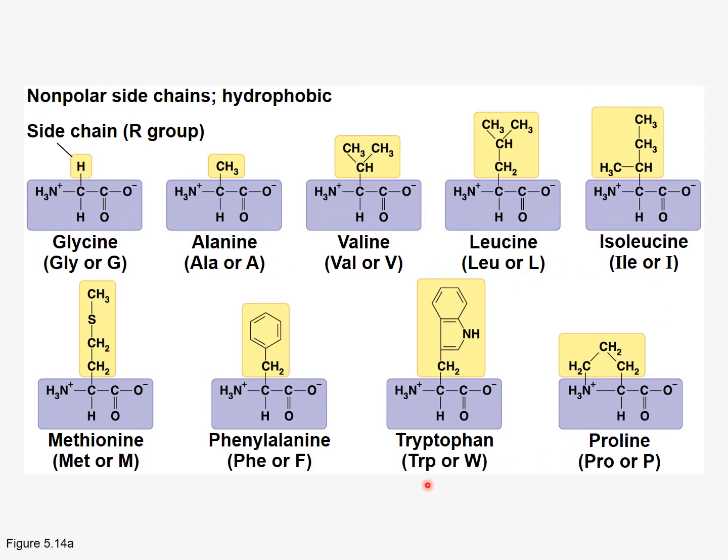Now, not all of them are going to start with the same letter or very similar to the same word. Here we have tryptophan, TRP, however, the single letter is a W. Phenylalanine, PHE, but then the single letter is F. And you'll see some significant variations in just a moment. So those are the hydrophobic ones.